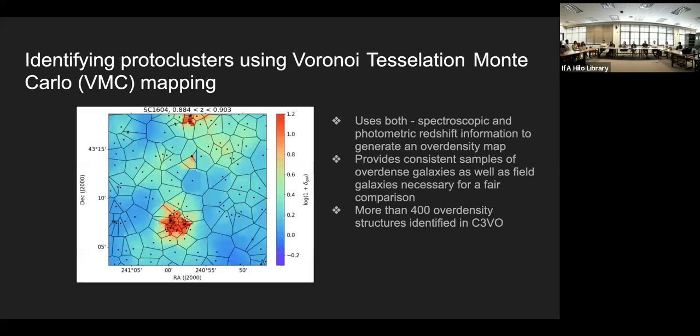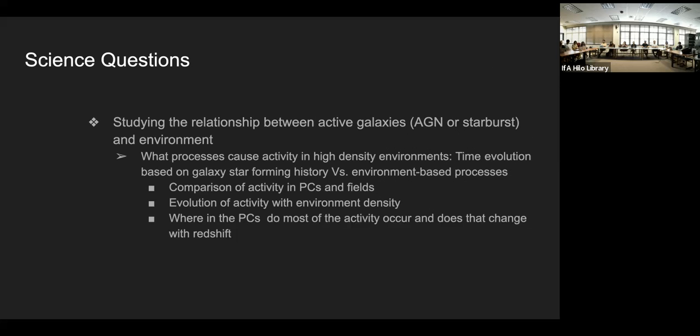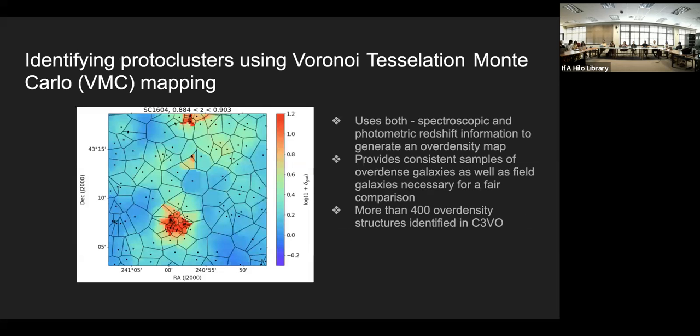So let's see. The first step is, of course, to identify different structures, and for that we can use many different methods. The method we choose is called Voronoi tessellation mapping based on the Monte Carlo method. This method very efficiently uses spectroscopic and photometric redshifts.